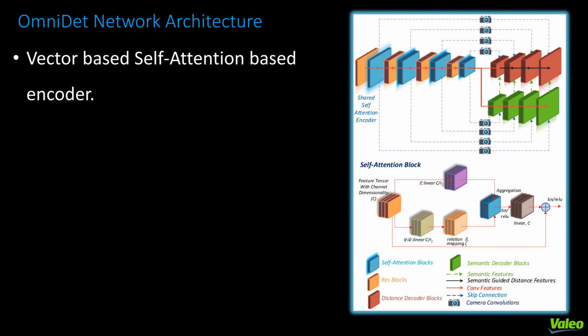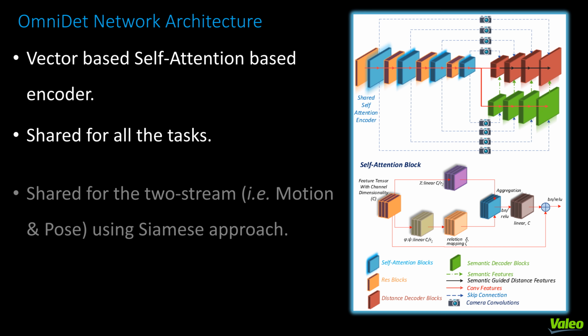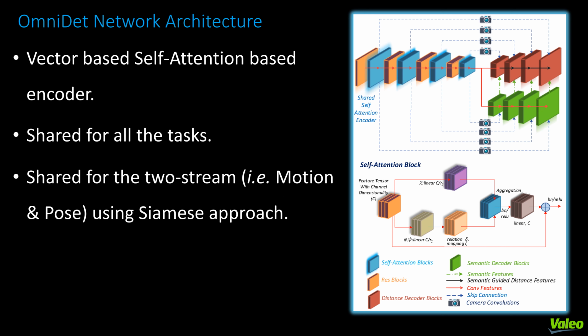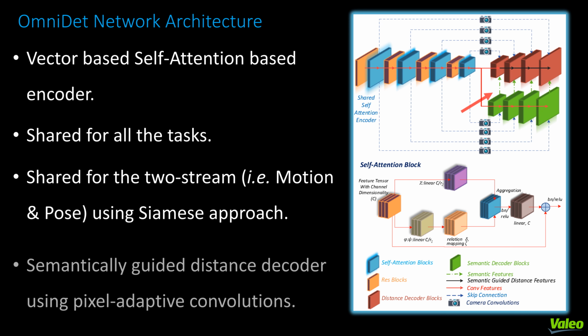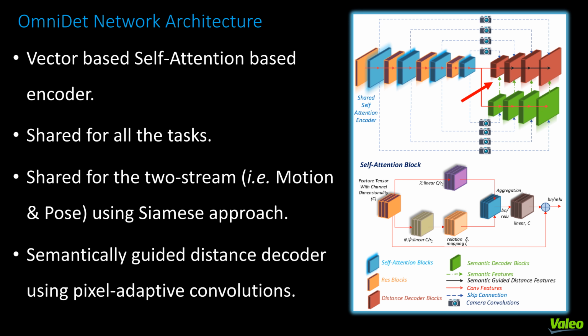For the architecture, we employ a vector-based self-attention encoder to provide the global features for the network architecture. The encoder is shared for all the tasks. The encoder is also shared over the two streams for motion segmentation and pose estimation, effectively having only one encoder per image. The distance decoder is made robust by using semantic guidance with the help of pixel adaptive convolutions.